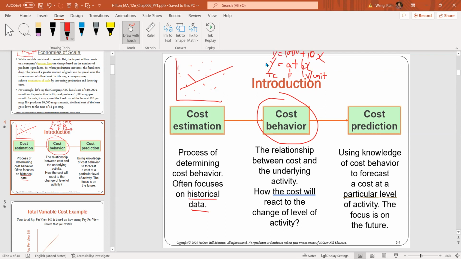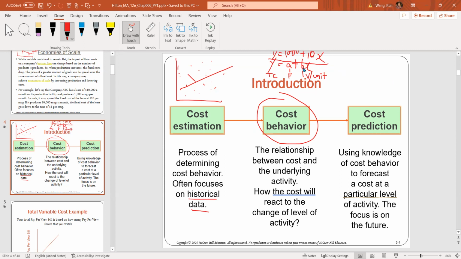How did I get this model? I got the model from the historical data. From my history, I found out I have $1,000 fixed cost, and then for each cup there is a variable cost of $10. Once you decide this is the model, you can apply it to the future, so you can plug in any number of cups to predict the total cost. Then you can combine the cost information with revenue and other information to analyze and make different decisions.